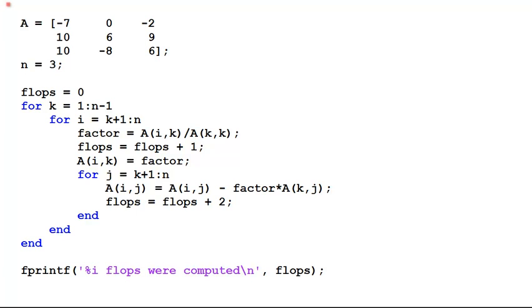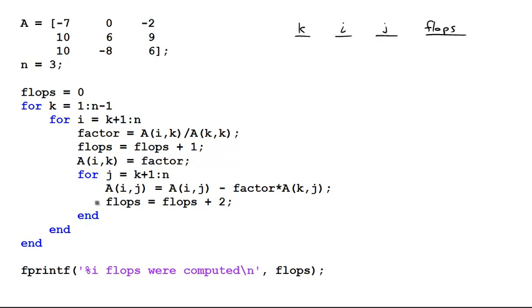The outer loop will run from 1 to n minus 1, so 1 to 2, so we'll run through this loop 2 times. The middle loop will run from k plus 1, or 2, to 3, so we'll run through this one also 2 times. And the inner loop, similarly, will run through this 2 times. So let's try to figure out how many floating point operations are required for n equals 3.